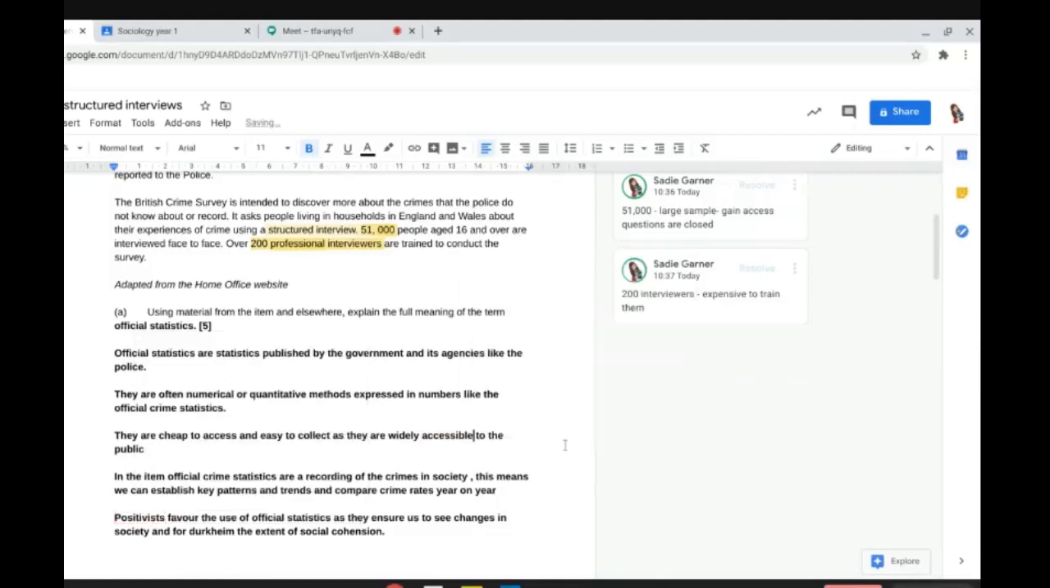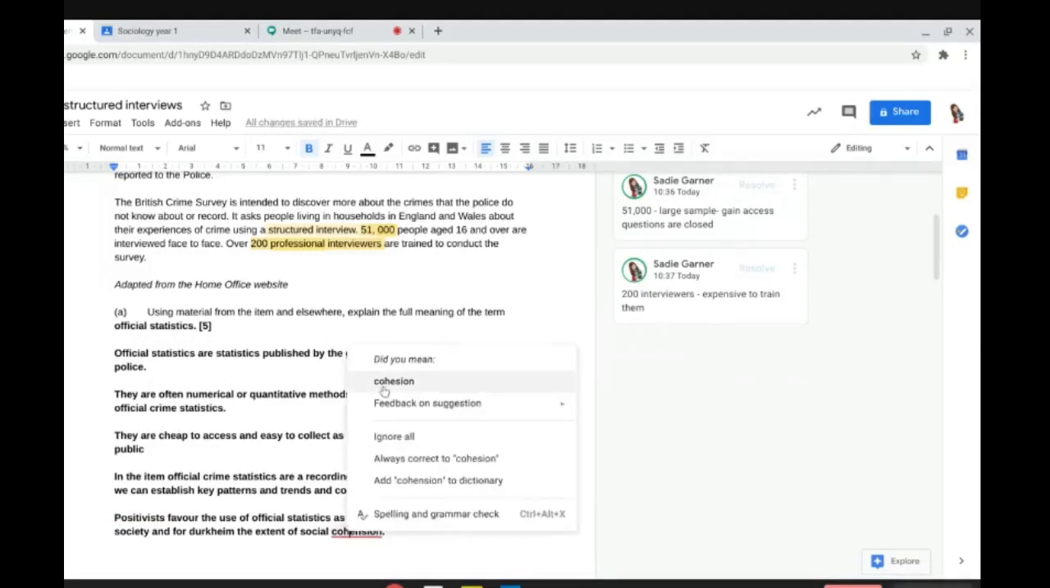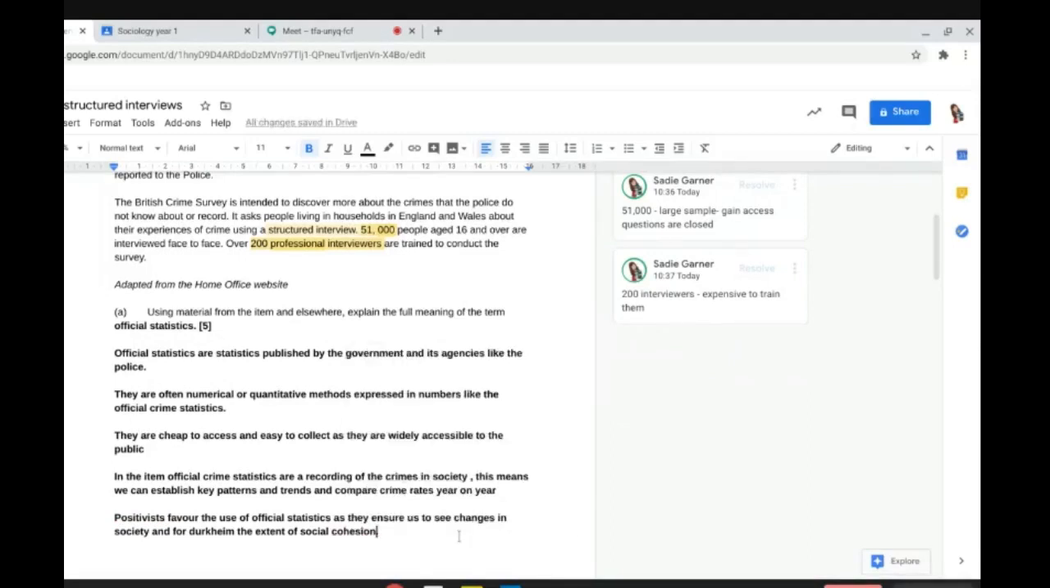It really helps. So I'll just go back through it. So official statistics are published by the government and its agencies like police. They're often quantitative and expressed in numbers. They are cheap to access and widely accessible to the public. That's mark 3. In the item, official statistics, we can see enable us to establish key patterns and trends and compare crime rates year on year. The 5th mark, positivists favour the use of official statistics as they ensure we can see changes in society, and for Durkheim, the extent of social cohesion.